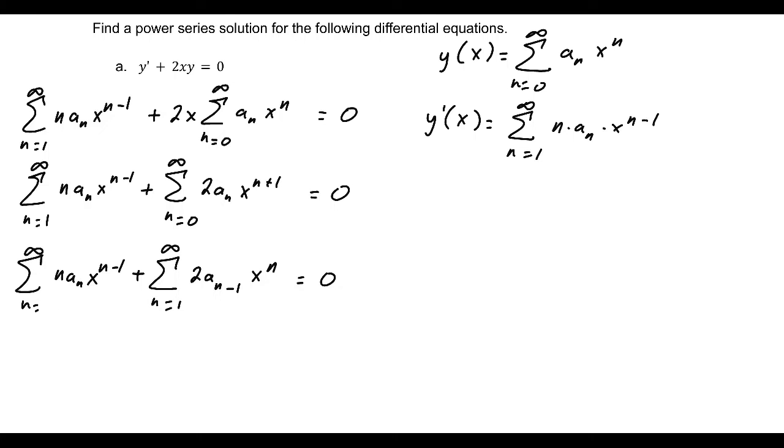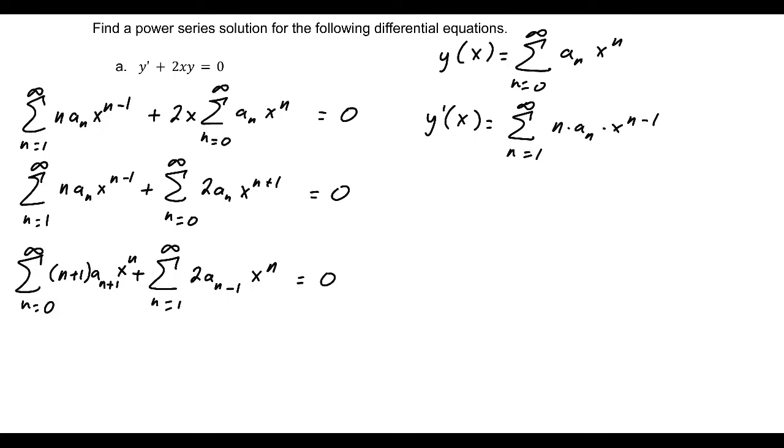I'm going to change that to the sum from n equals 0 to infinity of (n plus 1) times a sub n plus 1 end subscript x to the n. And for the whole thing, plus the sum from n equals 1 to infinity of 2 times a sub n minus 1 end subscript times x to the n equals 0. Now, because these two series do not begin at the same place, I'm going to remove the 0th term so that we can combine them.